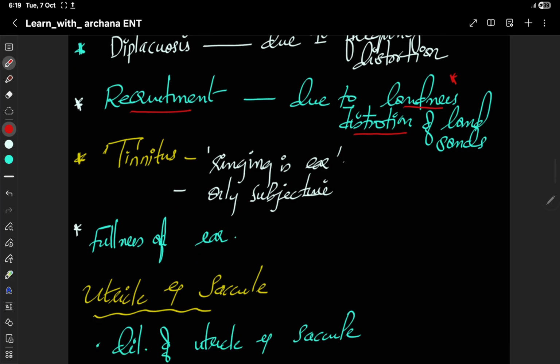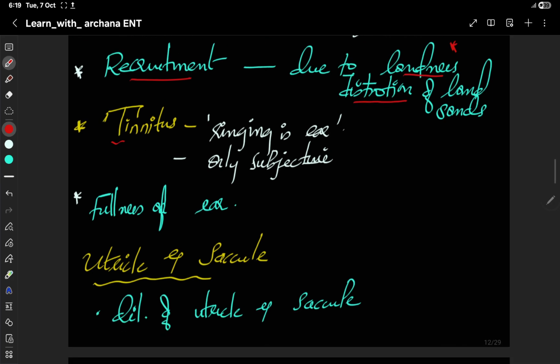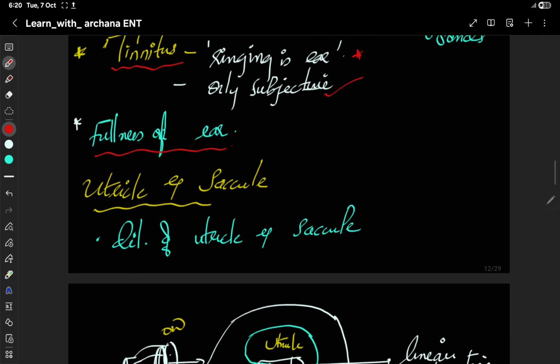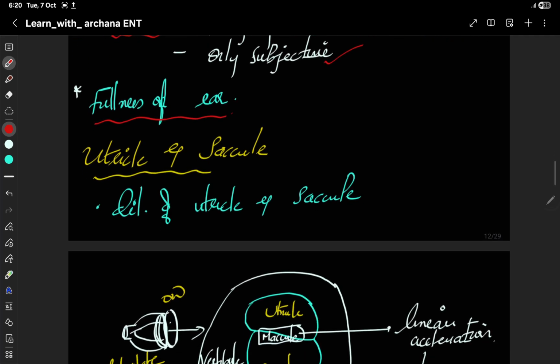The patient also feels tinnitus, that is, a ringing in the ear, which may only be subjective. The patient may also feel fullness of the ear. This is what is actually happening. These are the clinical features.